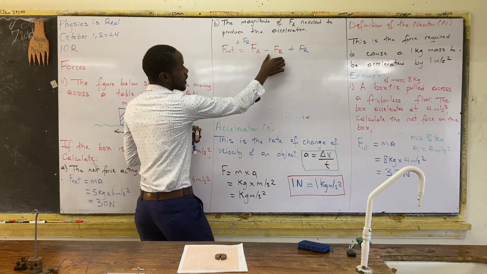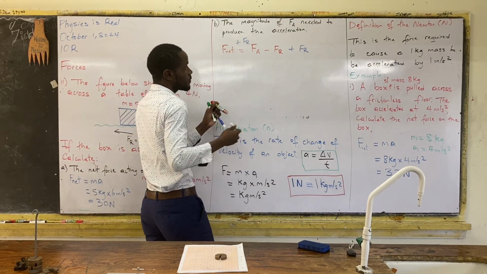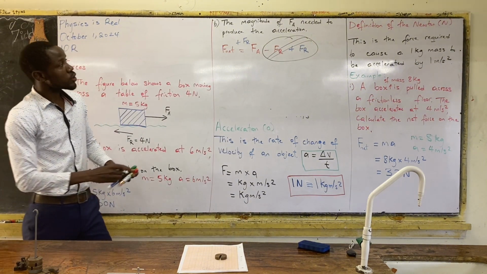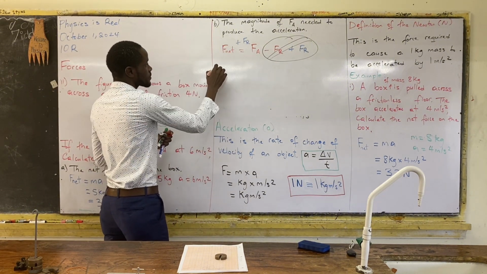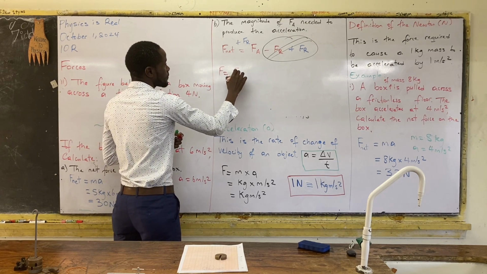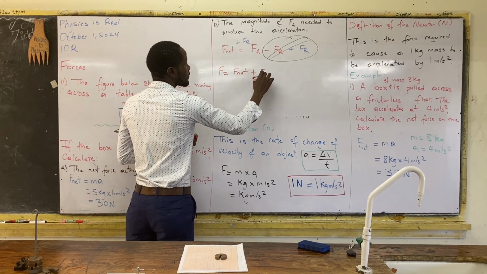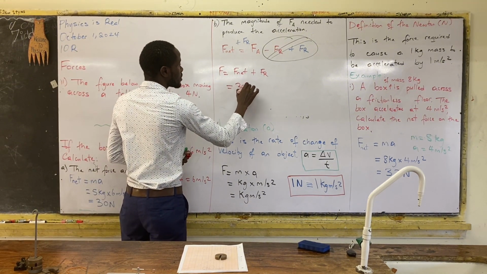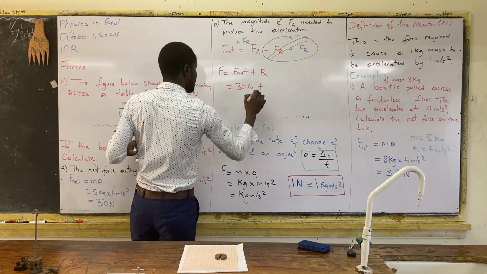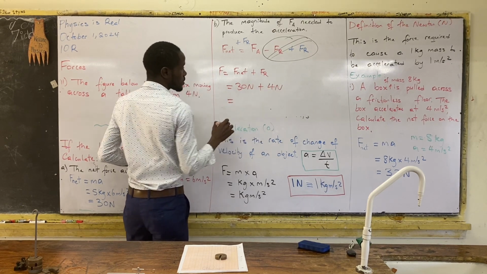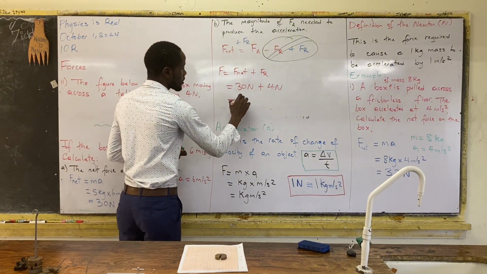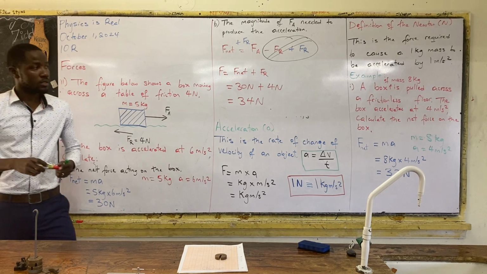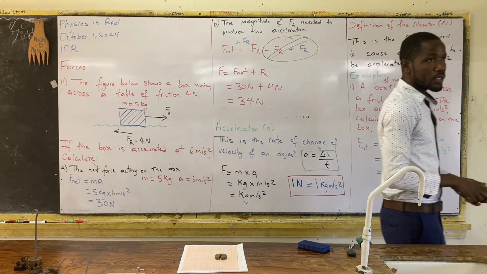Minus FR plus FR will cancel off each other. So we're left with FA. So FA now is equal to the net force plus FR. F net is 30, so we say 30 newtons plus FR, which is 4 newtons. What's that now? 34 newtons. That is how we do this. All right? So you can take this down in the meantime.